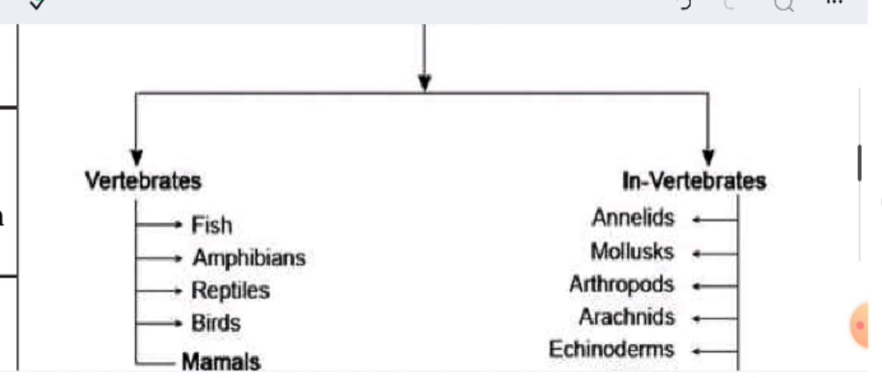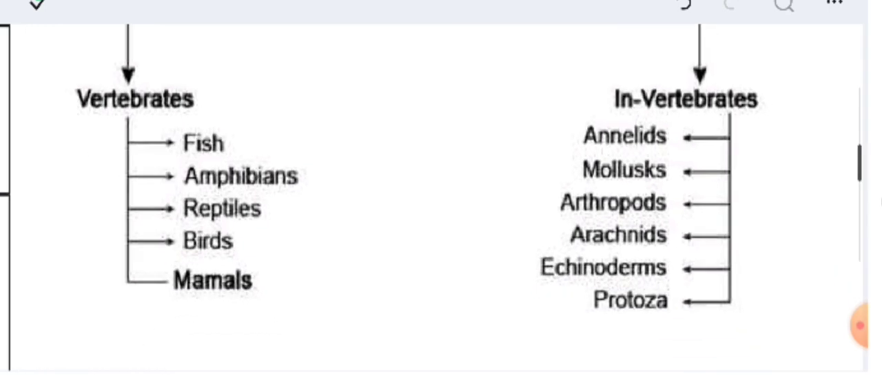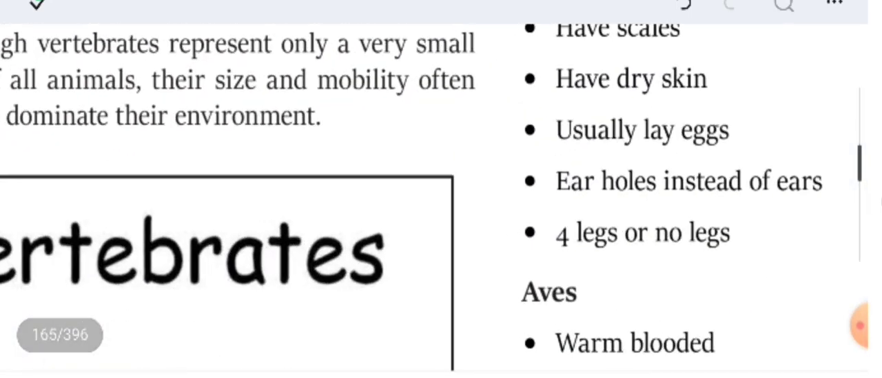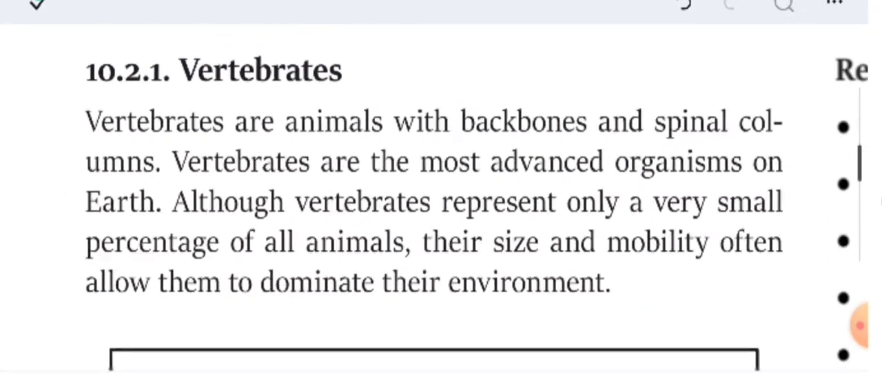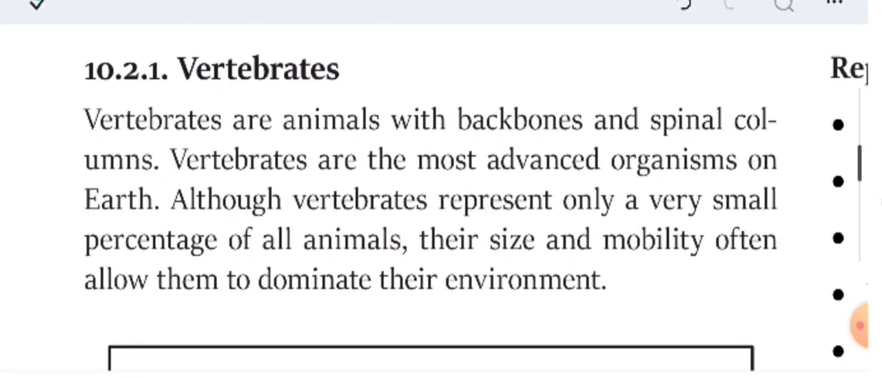Animal kingdom are of two types, like vertebrates and invertebrates. Like fish, amphibians, reptiles, birds and mammals are the vertebrates. Invertebrates, annelids, mollusks, arthropods, arachnids and echinoderms and protozoa. Okay, now here you can see the vertebrates. So vertebrates are animals with backbone and spinal columns. Okay, vertebrates are the animal with backbone है vertebrates का, right? Backbone and spinal column. Vertebrates are the most advanced organism on the earth.